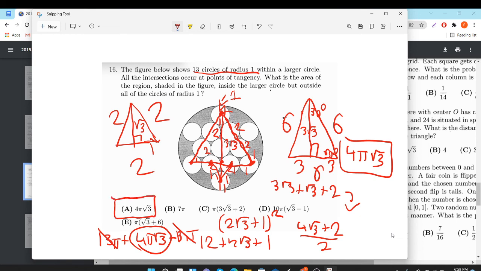Simple, nice, simple answer. And that's basically the solution to the 2019 AMC 12A problem number 10, which is the same as AMC 10A problem number 16, the other one that I just showed previously.